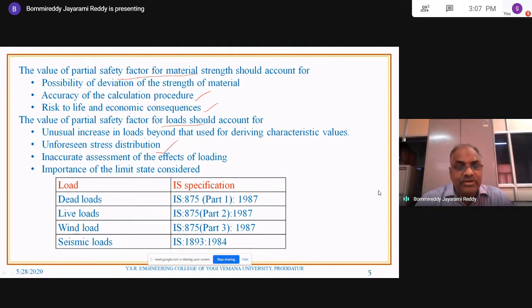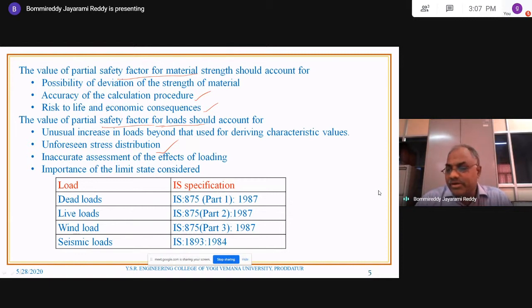Stress distribution may not be as expected, it may be in a different way, or inaccurate measurement of the effect of loads assessment may be wrong sometimes, or the importance of the limit state considered. So because of these factors, the factor of safety must be used for the characteristic load, so that the ultimate load will be obtained.